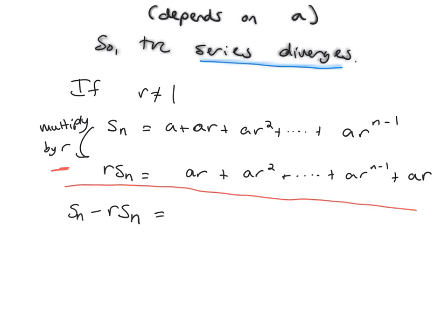And then on the right, notice I've aligned these on the right-hand side in a very nice way. You're going to get a minus a, so that's going to be 0. Then ar minus ar, and ar squared minus ar squared. So these terms in between are going to cancel, and I'm just going to get ar to the n term, plus a minus ar, because I was subtracting. Do we all see that? Yeah?